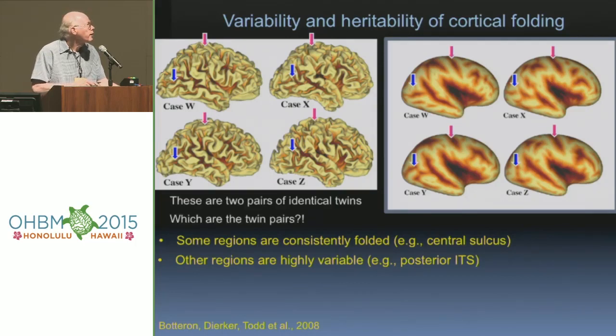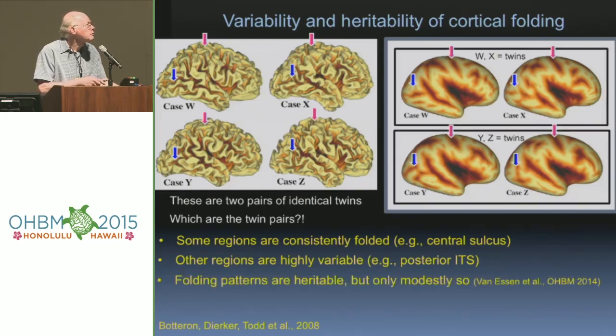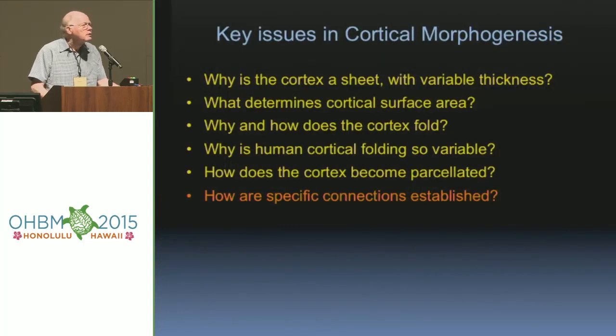So here are, in fact, 2 pairs of identical twins. I would challenge you to tell me, even with close scrutiny, which are the twin pairs. I'll just cut to the chase and tell you these are 2 twin pairs, this is another, and look at the diversity of folding patterns despite the commonality of the genetic instructions. So there is some heritability, but it's dominated by variability that arises in early prenatal and postnatal maturation, as we'll come back to.